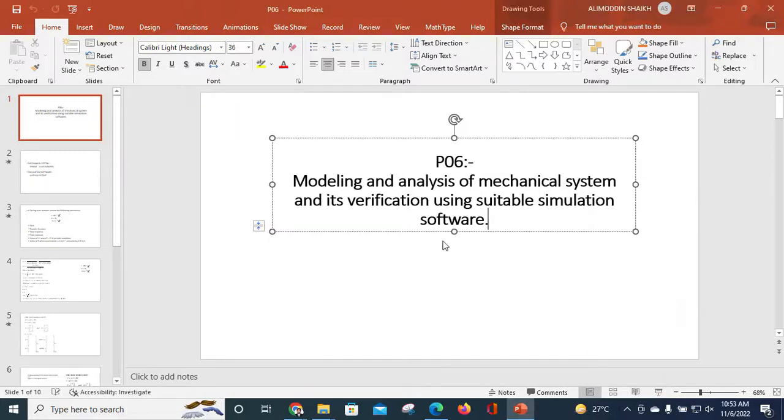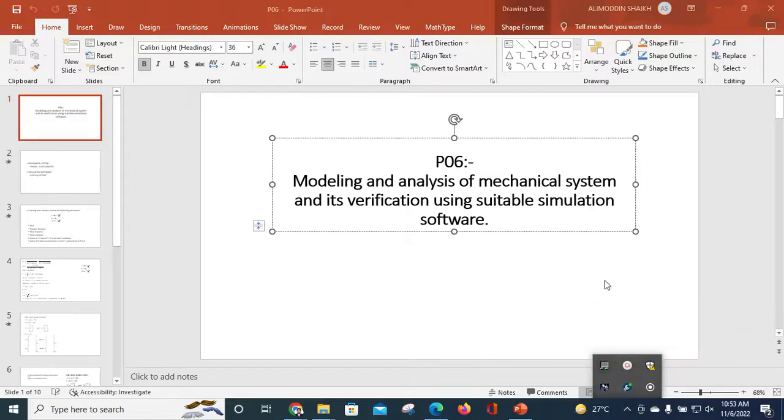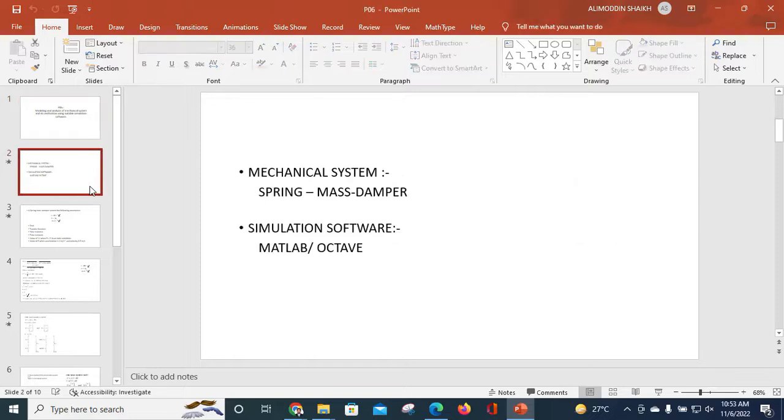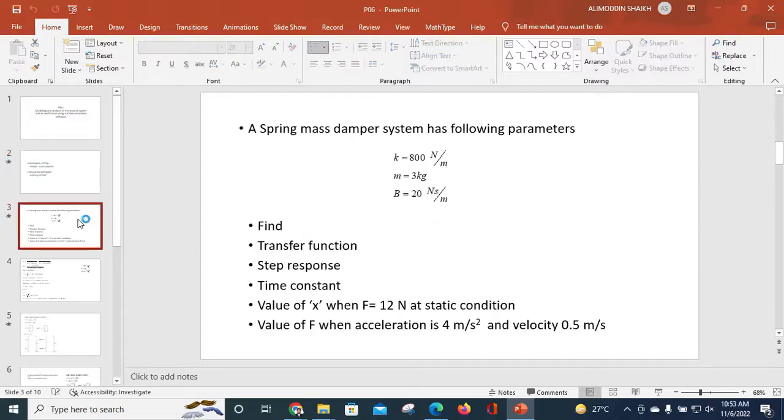Now, the title of today's experiment is modeling and analysis of a mechanical system and its simulation and verification using simulation software. Here, the mechanical system that we are using is a spring mass damper system, and the simulation software that we are using is MATLAB or Octave.